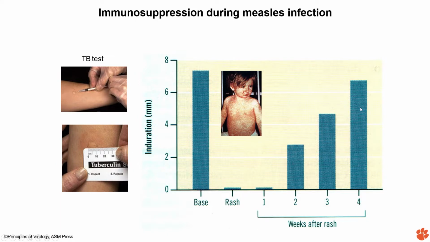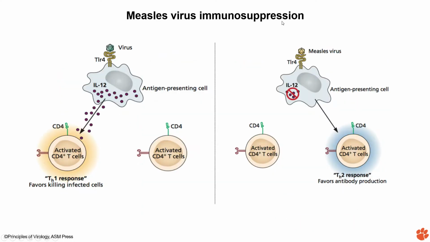Then after about 2, 3, 4 weeks, it takes about 4 weeks by which your immune system will recognize that you have a TB test. So this is purely immune suppression during the measles infection. And we have seen this before. What it does is it binds to TLR4, and these antigen-presenting cells produce IL-12 to activate the CD4 T cells, and these are the Th1s. And they basically activate the CD8 T cells. This is the first thing that should happen to infect the cells which are replicating the virus.